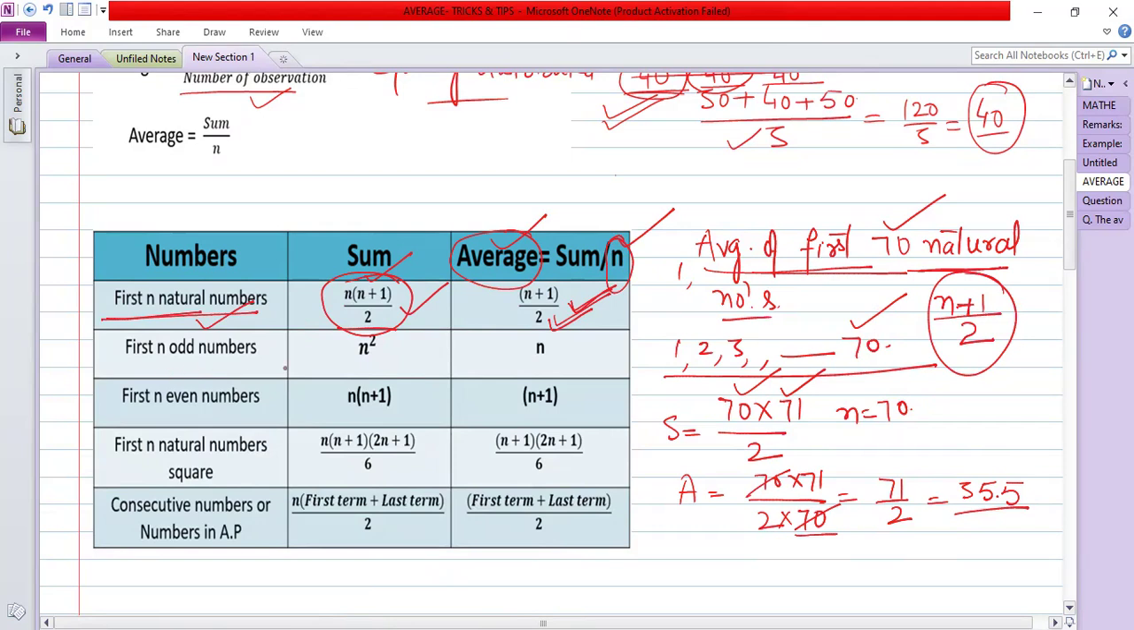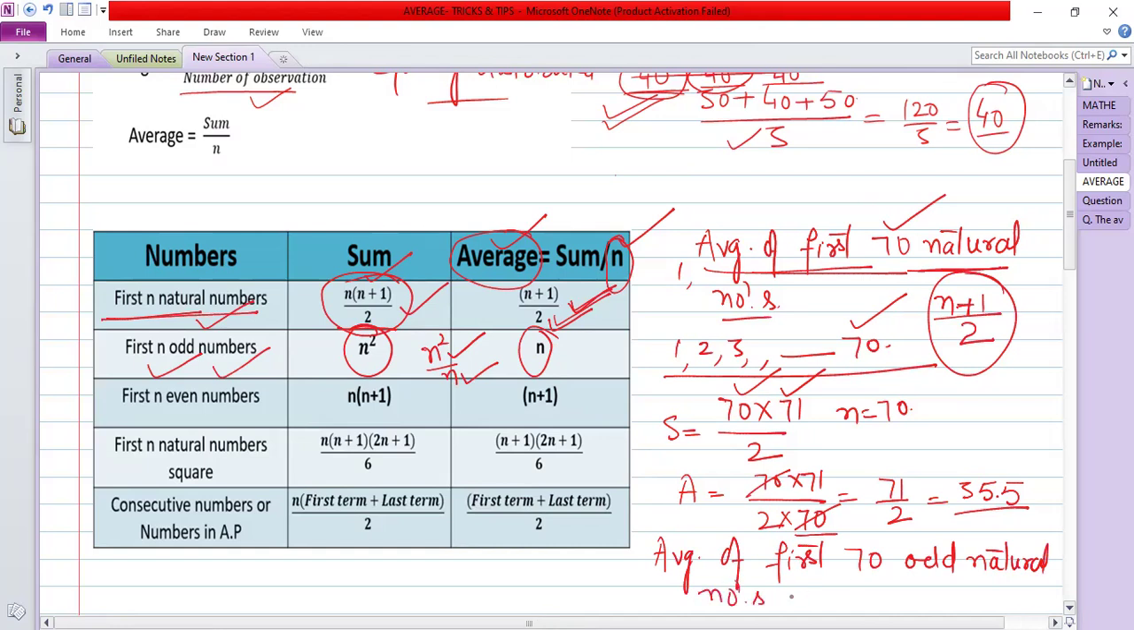The sum of the first n odd numbers is given by n square. When we calculate the average of the first n odd numbers, it is n square divided by n, the sum divided by the number, which gives us n. Example: what is the average of the first 70 odd natural numbers? The answer will be simply 70.